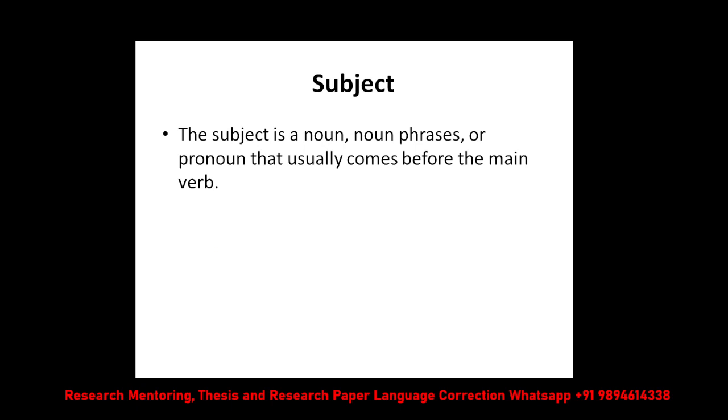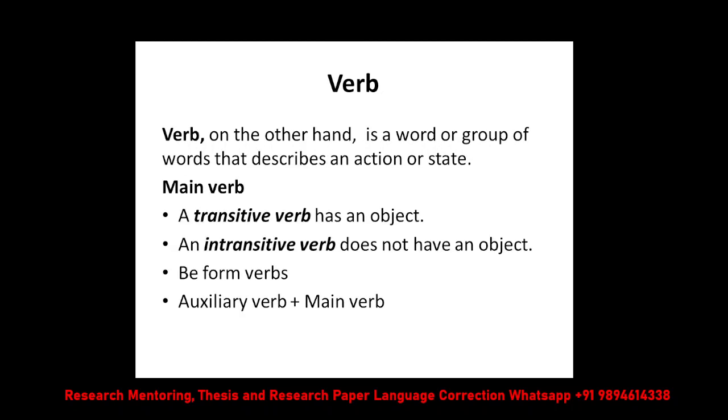As I already told you, the subject is a noun, a noun phrase, or a pronoun that usually comes before the main verb. The subject will generally come before the verb, not after the verb. The verb, on the other hand, is a group of words that describes an action or a state, because there are two different types of verbs: the action verb and the stating verb. The action verb can be divided into two, transitive verb and intransitive verb. And the stating verb can be divided into be-form verbs, having verbs, and the other part, auxiliary verbs.